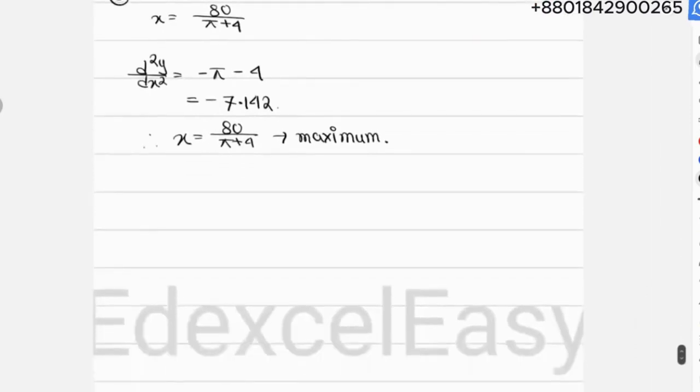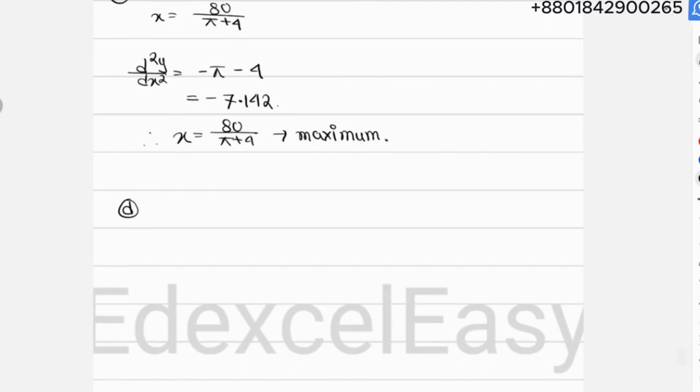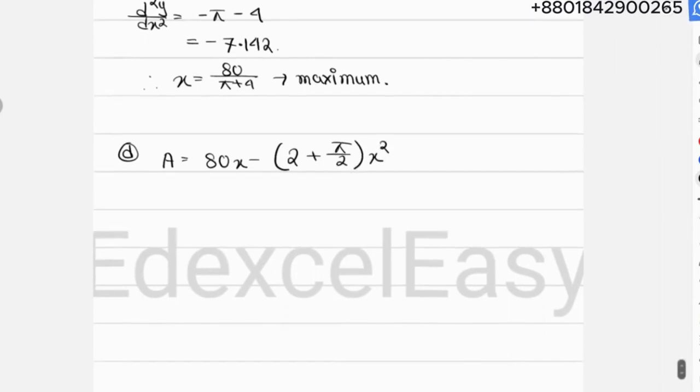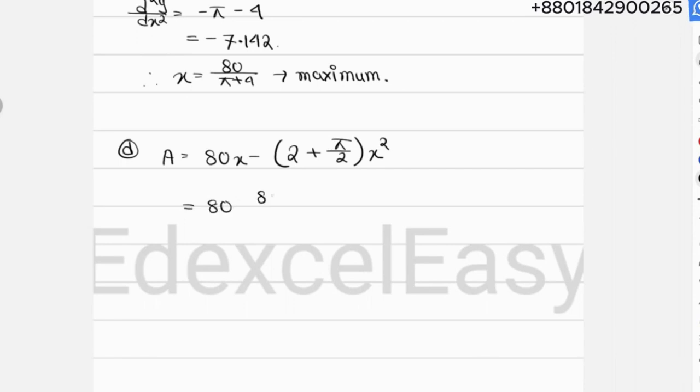So you're just going to input that value for x into the original equation for your area. For part D, you just want to find out the value for area when x equals this 80 pi plus 4. So for area, I think it was 2 plus pi by 2 with x square. Right, and in every case, we're going to write 80 pi plus 4, then 2 plus pi by 2 multiplied with 80 pi plus 4 square.